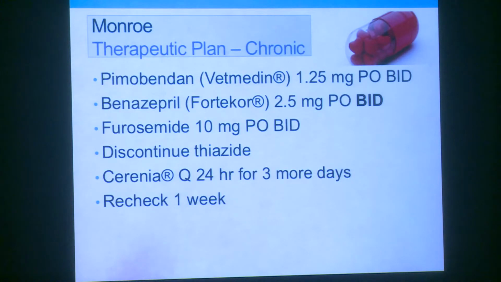So what are we going to do? We're going to send him home on our plan. We actually did choose to increase his benazepril to twice a day, which for me is an optimized dose. We did not restart his thiazide. We were going to keep that off board. We were going to send him home with some Cerenia for a couple more days just in case, and then recheck him in a week.